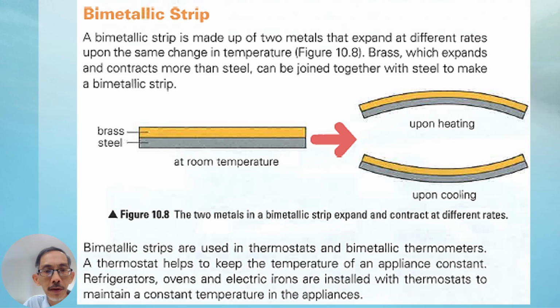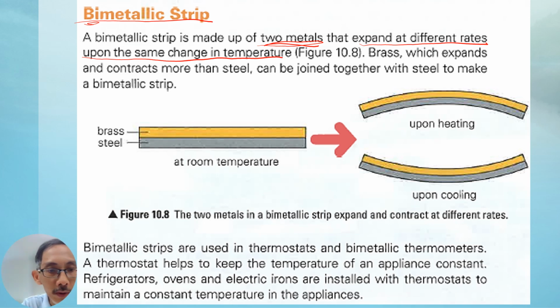This is another application of expansion and contraction due to heat transfer. Before we talk about the actual application, what you're seeing now is a bimetallic strip. The word bi means made up of two metals. And what is important here is that the two metals have different expansion and contraction due to any change in temperature. Take note of that.